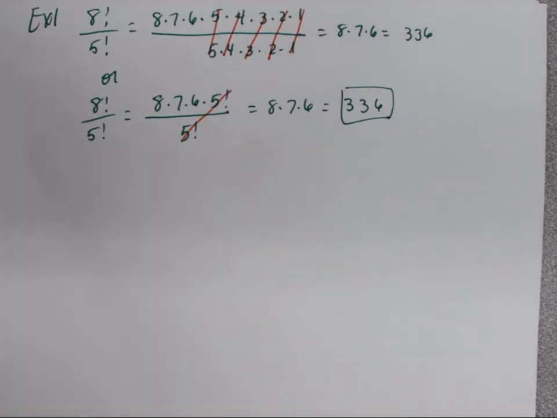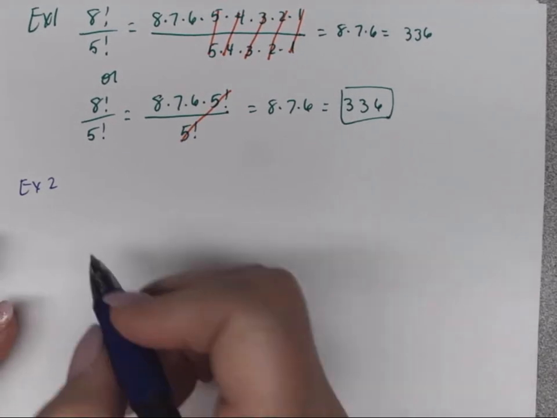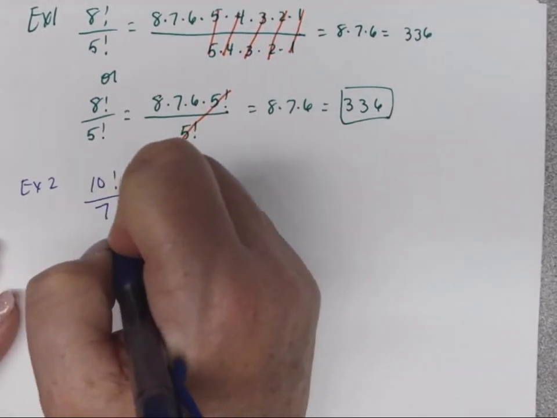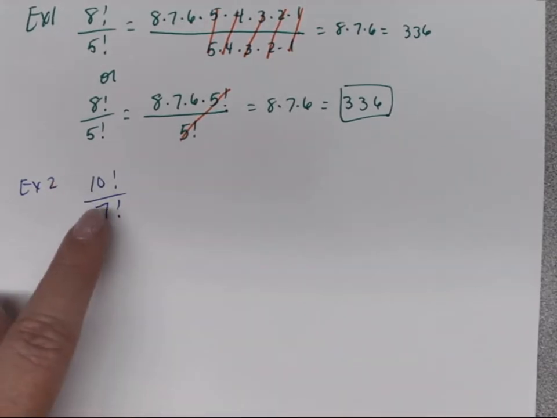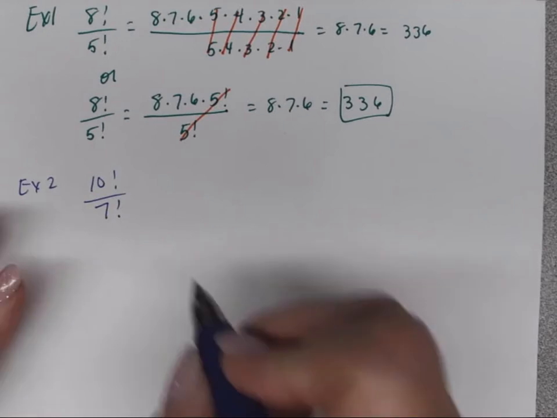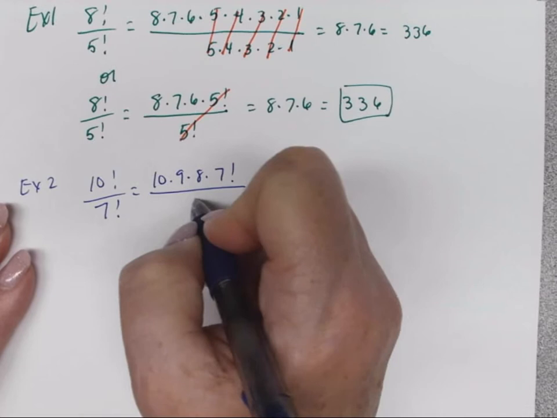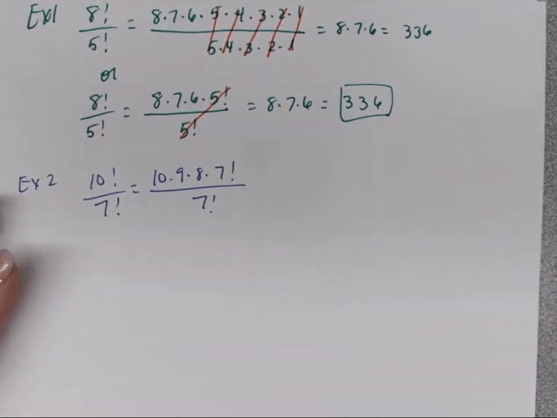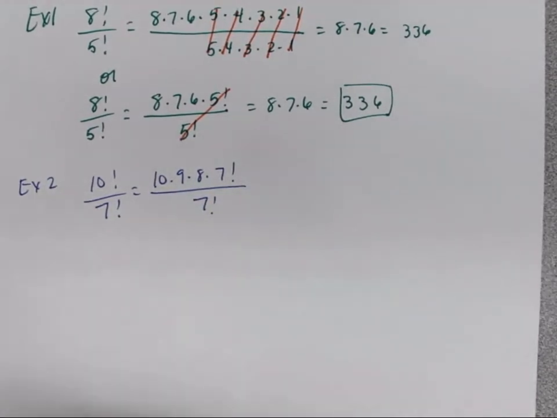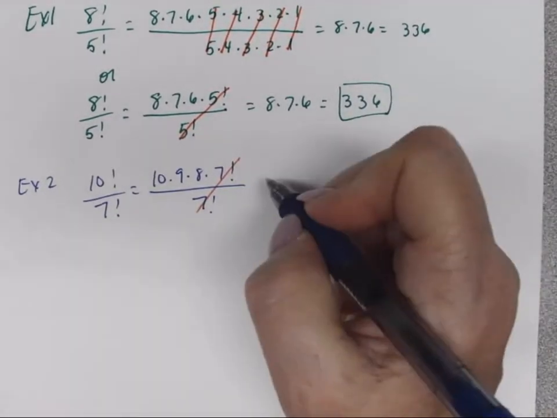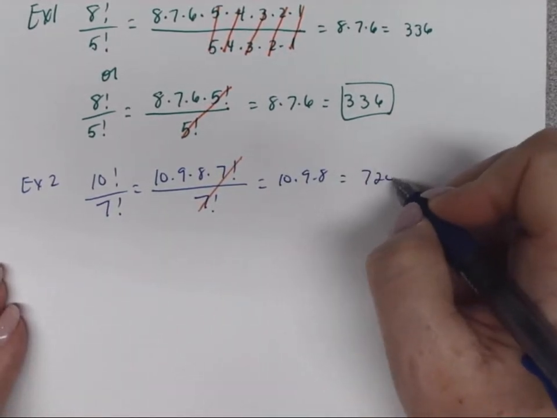All right, let's look at example 2. We are looking at 10 factorial over 7 factorial. So we're going to take the top 10 all the way down to where the bottom is at 7. So 10 times 9 times 8 times 7 factorial over 7 factorial. Now my 7 factorials will cancel, and I am left with 10 times 9 times 8, which gets me 720.